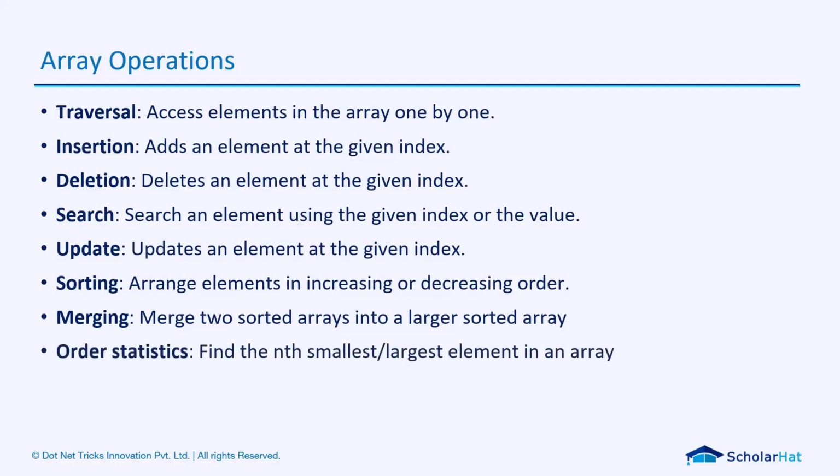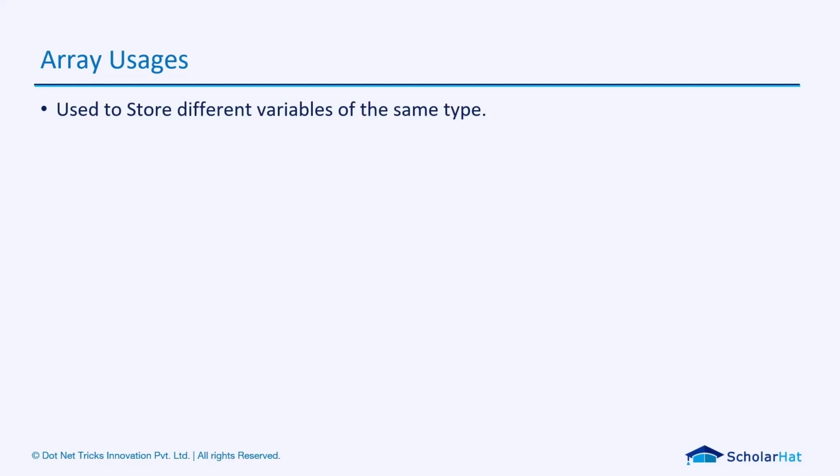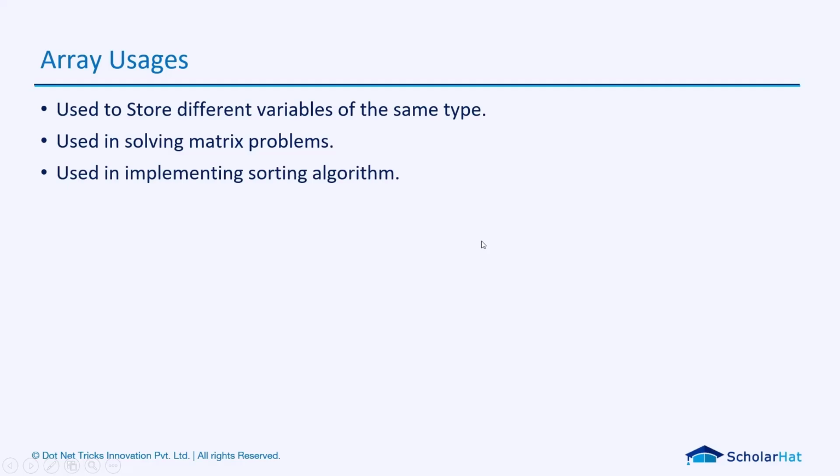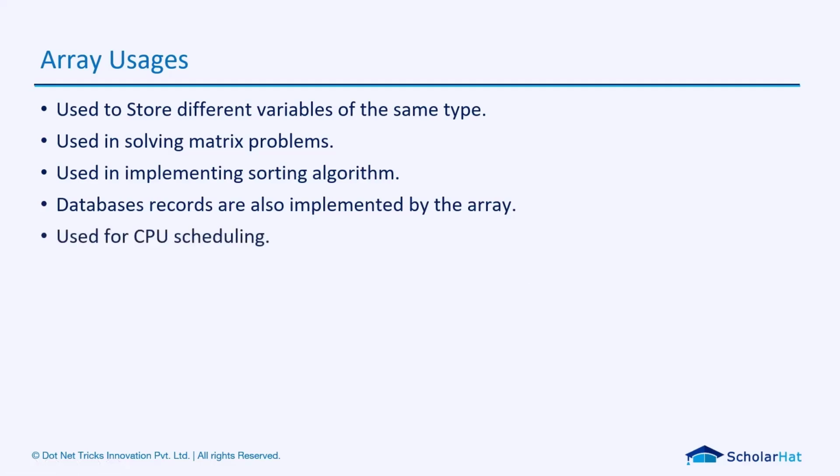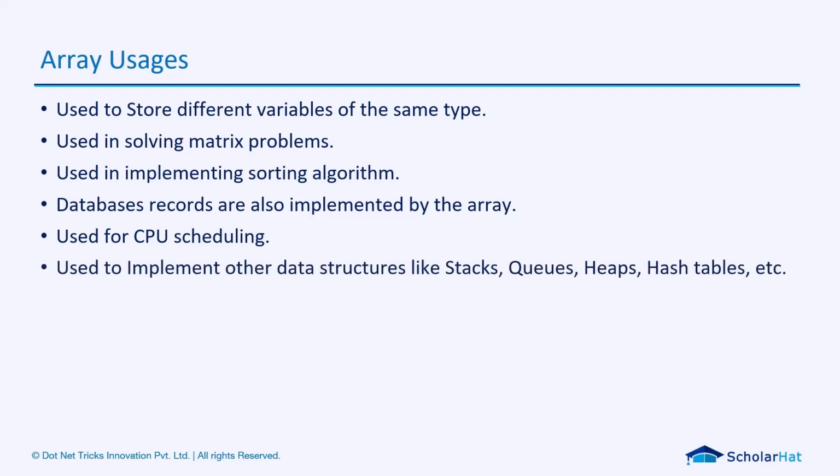Next up, we have where array is basically used. It is used to store different variables of the same type, used for solving matrices, used in implementing sorting algorithms, and database records are also implemented by using arrays, and it is used for CPU scheduling, and used to implement other data structures like stacks, queues, heap, hash tables. Whatever we're going to use, we'll use array a lot.